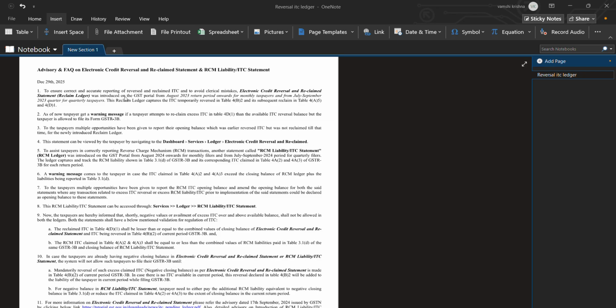First, to ensure correct and accurate reporting of reversed and reclaimed ITC, and to avoid clerical mistakes, there is the electronic credit reversal and reclaimed statement. First, the electronic credit reversal: if we reverse, it will be put in the reversal ledger, and the reclaim ledger is for whatever we are reclaiming of the earlier reversed amount. That will be shown in this ledger, like how much reversal we have done and how much is currently its closing balance. That much amount we can reclaim. Excess will be lapsed directly.